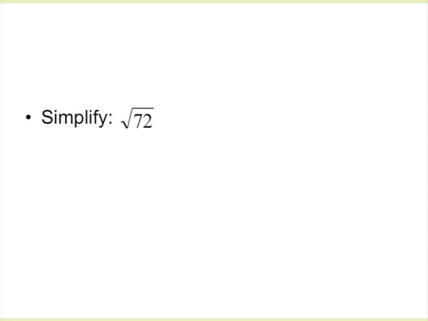25 doesn't go in there. 36 does though. So I could break this down to 36 times 2. But wouldn't you want both of them to be small? You just want the second one. We want the one that's not a perfect square to be as small as possible. Okay. We want the perfect square to be as big as possible. So that's 6 square roots of 2.